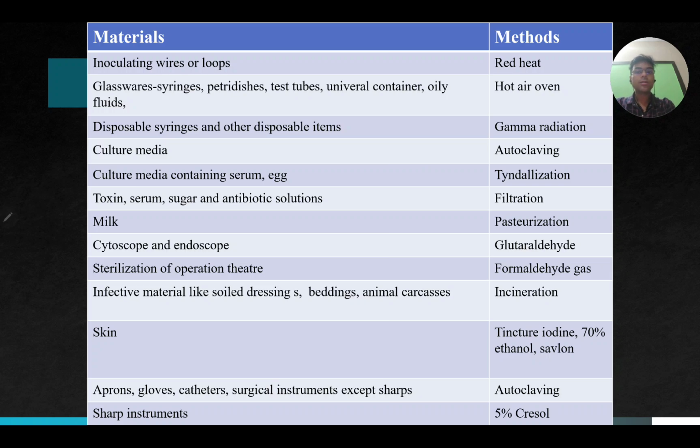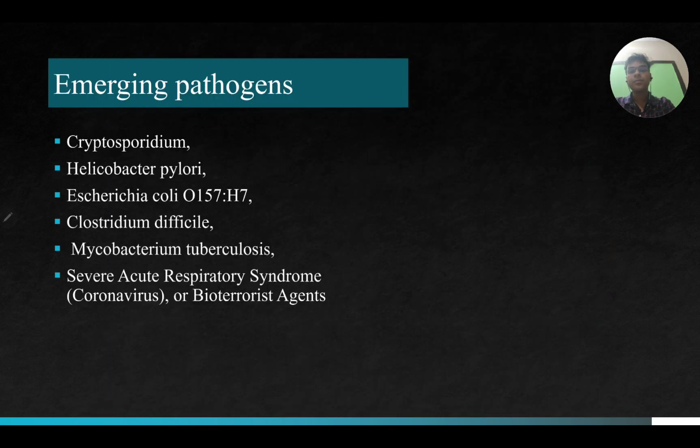Cystoscopes and endoscopes are sterilized with glutaraldehyde. OTs can be sterilized with formaldehyde as well as ETO. Infective material like soiled dressings, beddings, animal carcasses by incineration. Skin can be sterilized with tincture iodine, 70% ethanol, and Savlon. Aprons, gloves, and catheters, surgical instruments except sharps, by autoclaving, sharp instruments with 5% cresol.